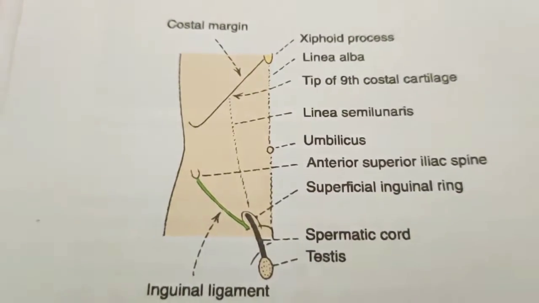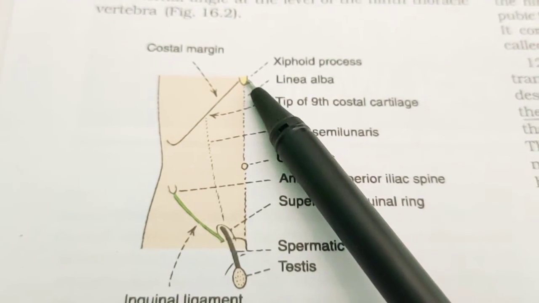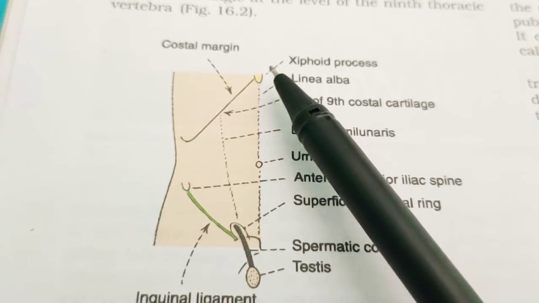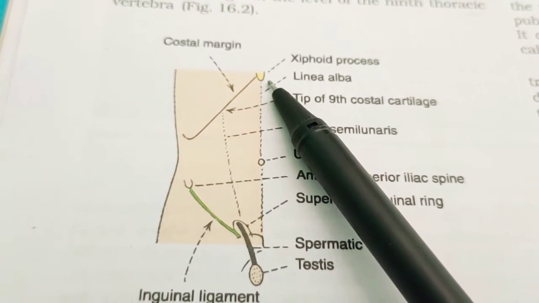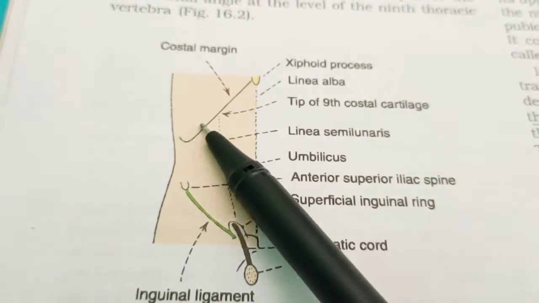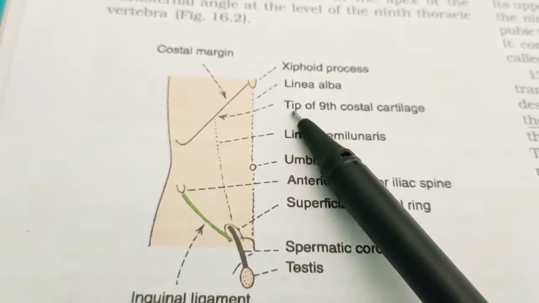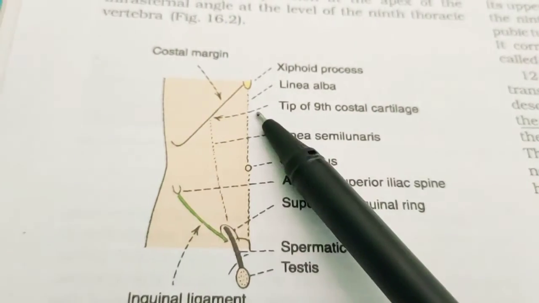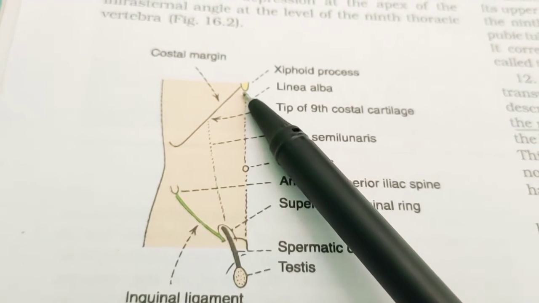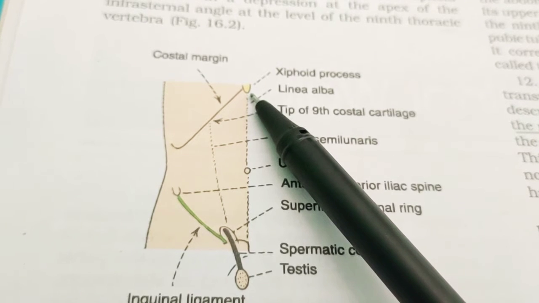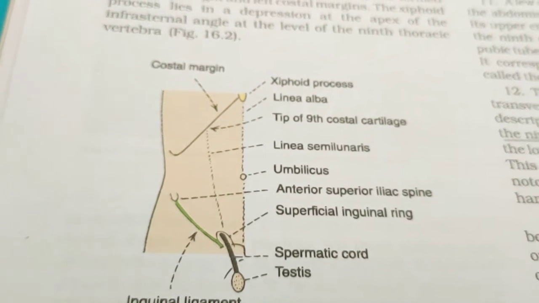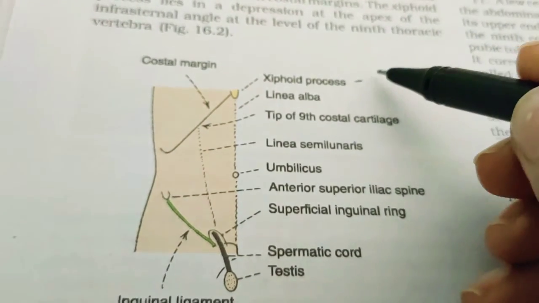So next, coming to the infrasternal angle or subcostal angle. Actually this xiphoid process area only represents the infrasternal or subcostal angle. It is formed between the right and left costal margins. You can see one of the costal margins here, and the same will be on the opposite side. So between the two costal margins you will find this angle. And the xiphoid process, you can see, is lying in the depression at the apex of the infrasternal angle at the level of 9th thoracic vertebra. So the xiphoid process is at the level of T9.